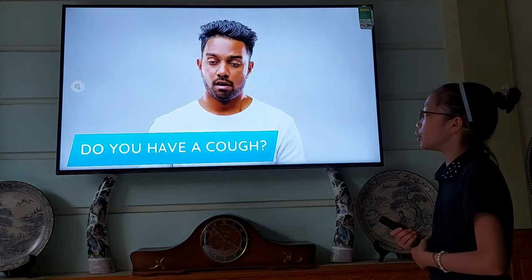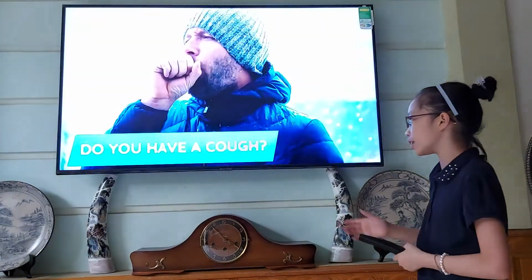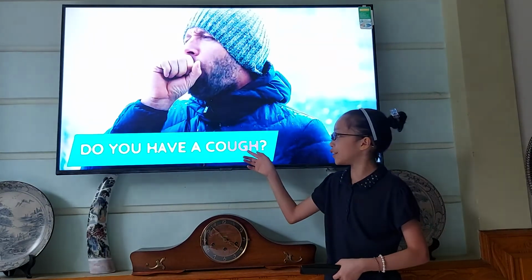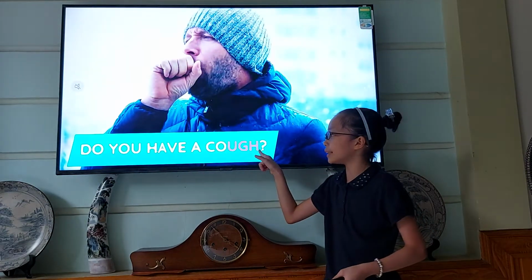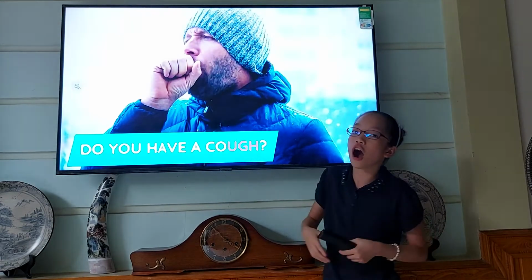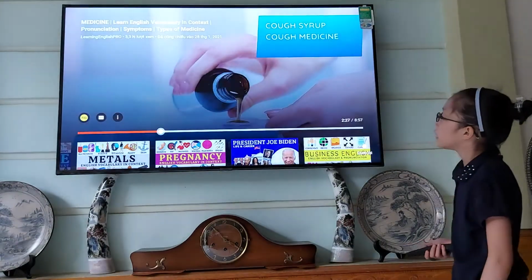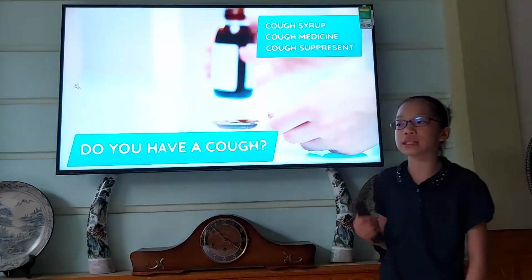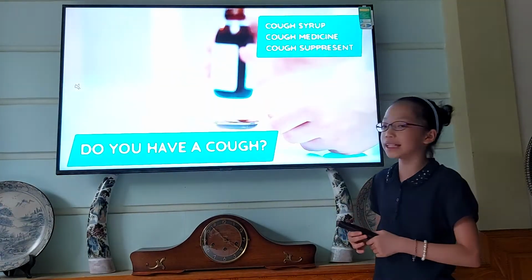Next is, do you have a cough? And actually the word cough has a very interesting pronunciation. See, GH, you say cog. No, it's not. GH over here is actually pronounced the F sound, cough. Perfect. And here, if you have a cough, there are 3 names for this medicine. When you have a cough, you can have cough syrup. Yes, syrup, it's quite sweet.